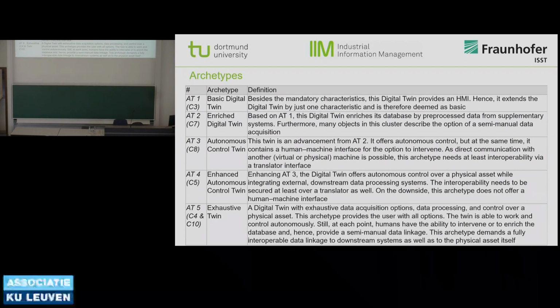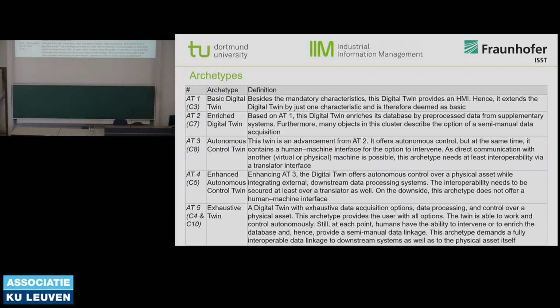The next archetype is the second one, the enriched digital twin. So it has all the mandatory ones. It is archetype 1 plus we do have the option of a semi-manual data acquisition. And that is important, especially if you're looking at infrastructural use cases, because by law, it is mandatory that the people can intervene and interfere with your virtual copy of your system. So you cannot say we do have a fully autonomous and fully automatic system in, for example, rail network management.